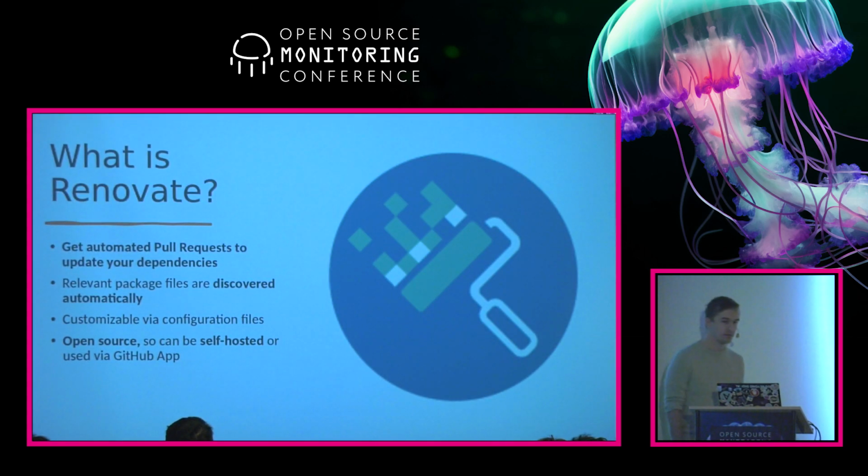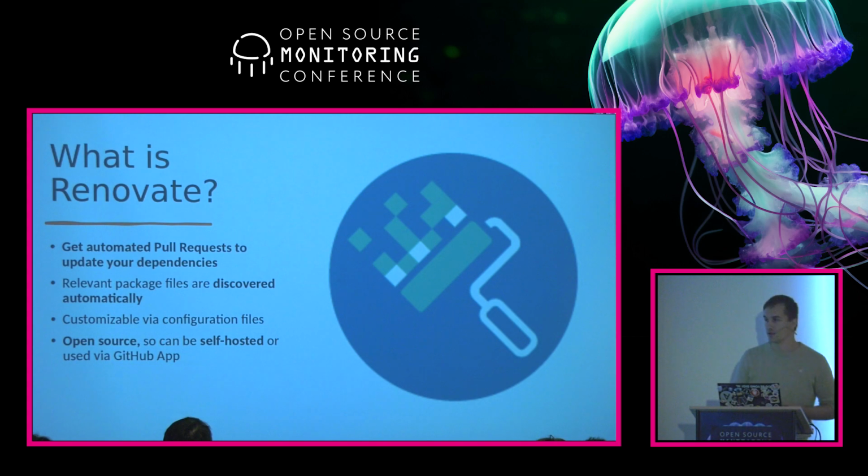And what is Renovate? Renovate's punchline is automated dependency updates, multi-platform and multi-language, and that's basically what it does. Renovate creates pull requests or merge requests for you in your repositories, and this is totally automated. Renovate also automatically finds these package files, like a package.json, a requirements text file, or the different pom.xml files and so on. It finds these automatically and then updates the software dependencies inside them.